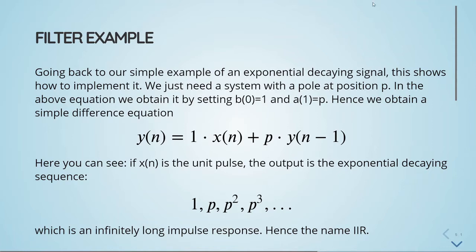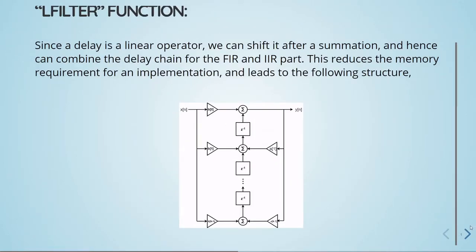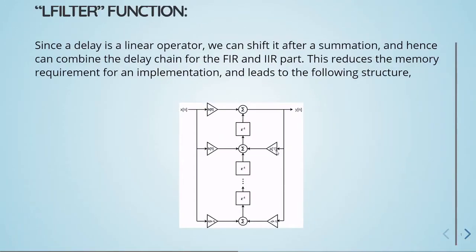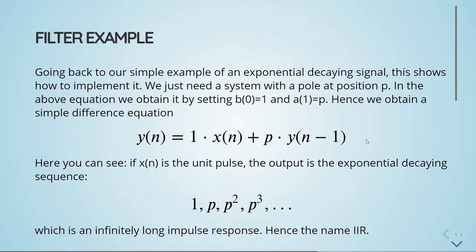And if we look at the difference equations from before, we obtain it by setting P0 to 1 and A1 equal to P. So then we will have X, this is 1, this is P here, Y of n, and there is a delay here by z to the power of minus 1, so this delays by one sample, and here A1 is equal to P, and then we will have this equation here.